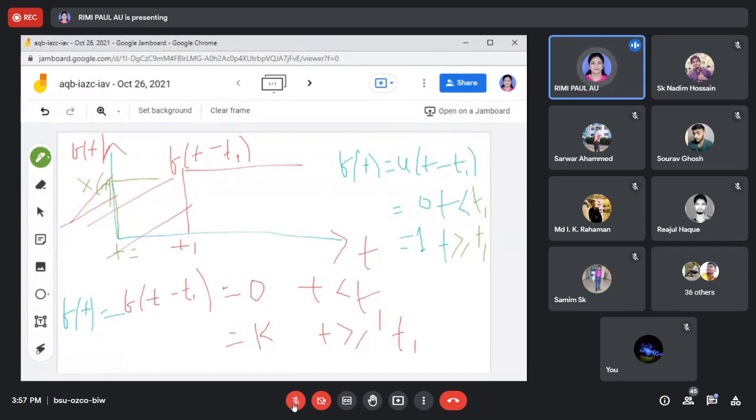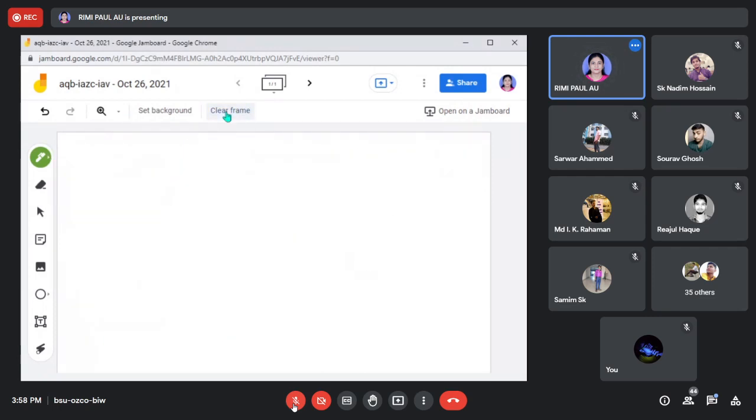Next is the ramp signal. Because this shifted step signal, you can use it for generating a gate pulse signal. We'll see the gate pulse signal. And if you can learn the gate pulse signal, you can solve difficult Laplace transform problems so easily using a gate pulse signal.